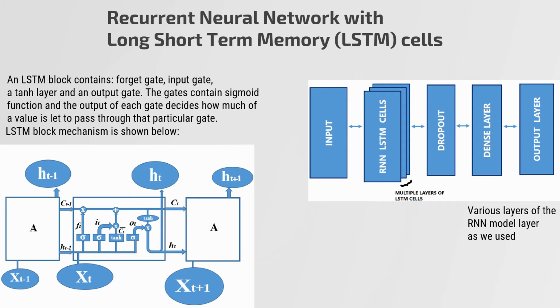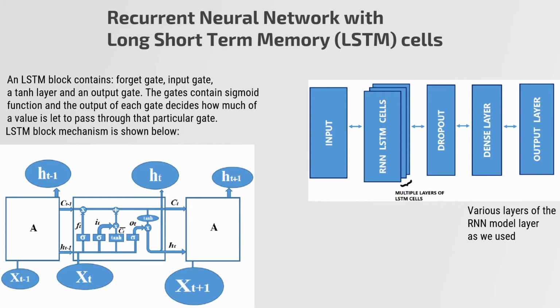As you can see, first there is an input layer, then we have multiple layers of LSTM cells, then we use a dropout layer, after that we have a dense layer, and finally we get the output layer. So that is how we designed the architecture of the RNN LSTM model.